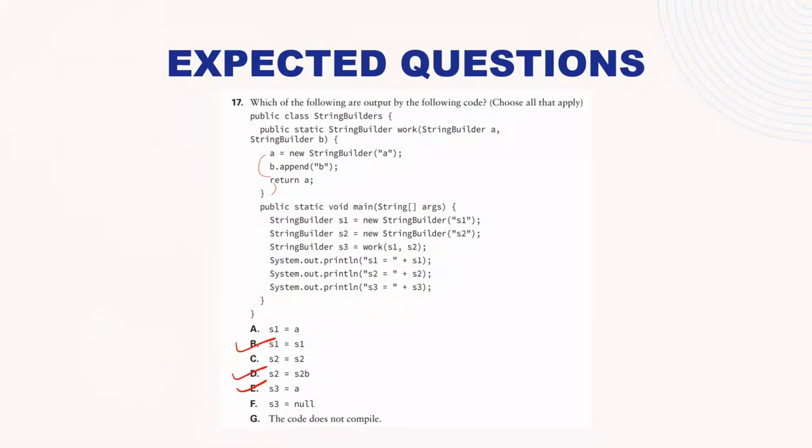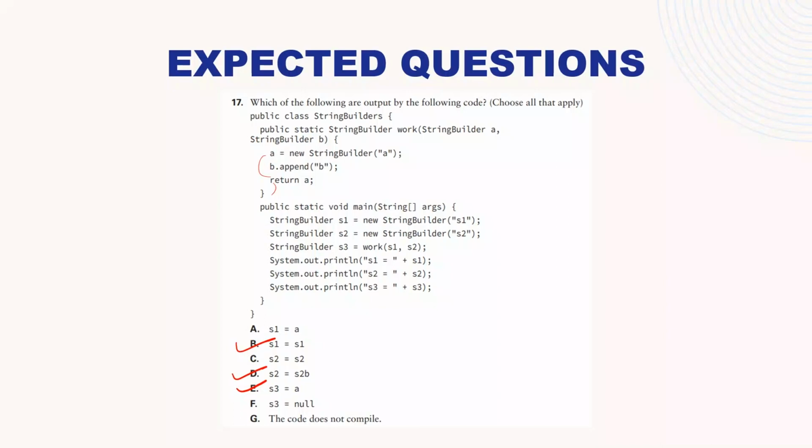Okay, so s1 equals s1, s2 equals s2b, and s3 equals a. That is the correct option. See, in the previous one I talked about pass by value when it comes to primitive types, right? You just pass the value, you're not passing the reference. But when it comes to reference type variables, like a reference to an object or something like that, in this case a StringBuilder, there is a whole lot of different stuff happening over here. In this case, you can consider this as a pass by reference. Okay, you can go to the video. I have explained in detail how this kind of stuff happens with reference types.